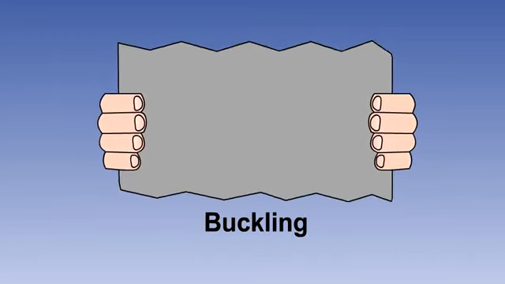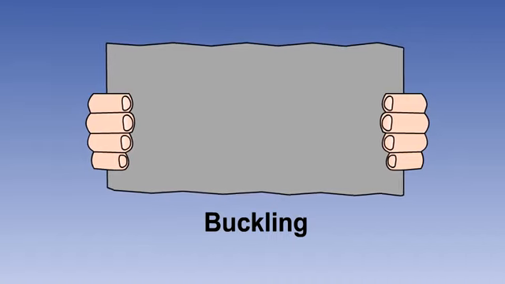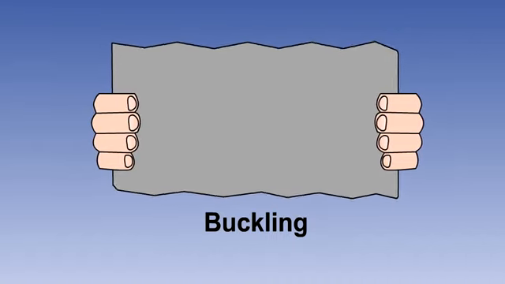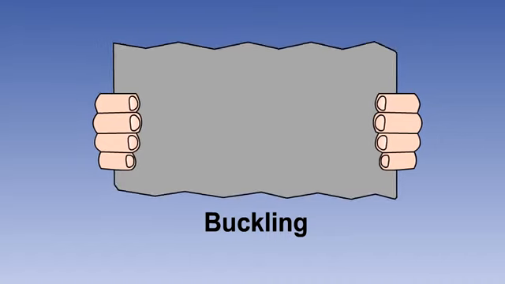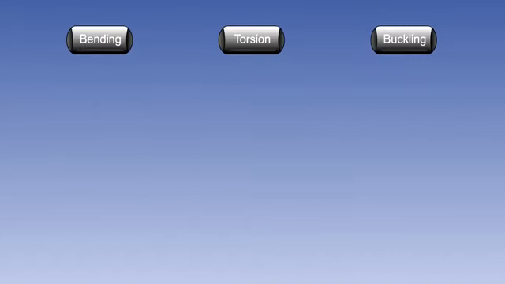Torsion or twisting forces produce tension at their outer edge, compression in the center, and shear forces across the structure. Buckling occurs to thin sheet materials when they are subjected to end loads, and to ties if subjected to compressive forces. To review bending, torsion or buckling, click one of the three buttons.